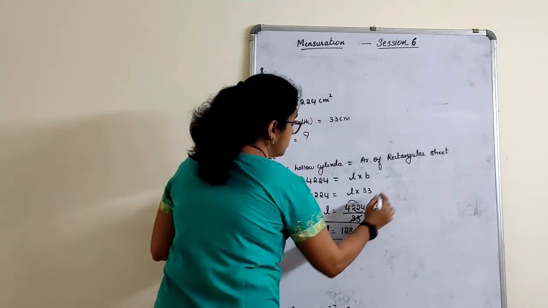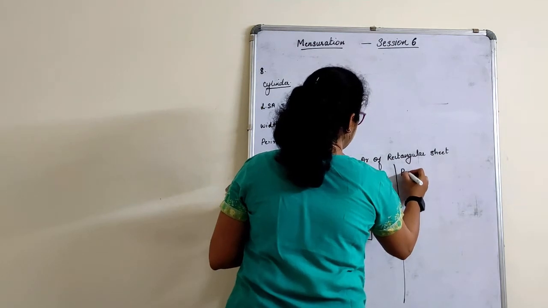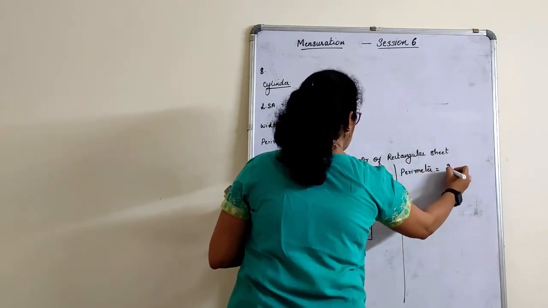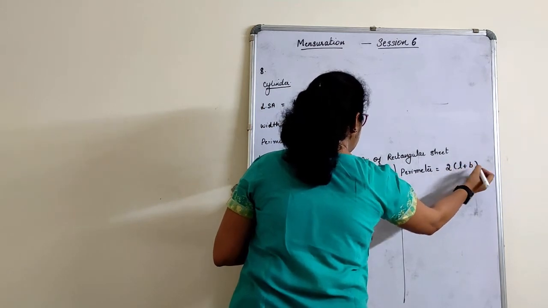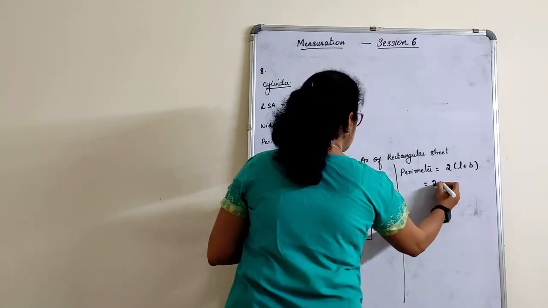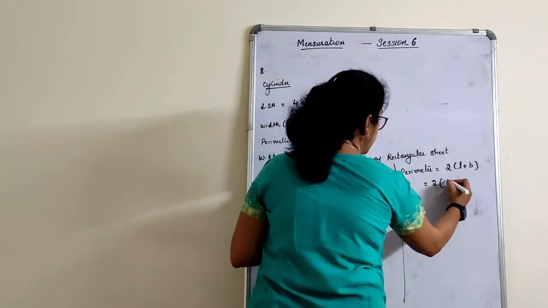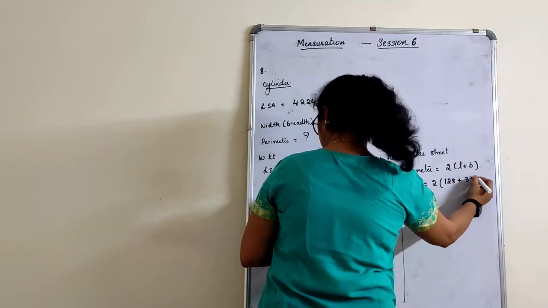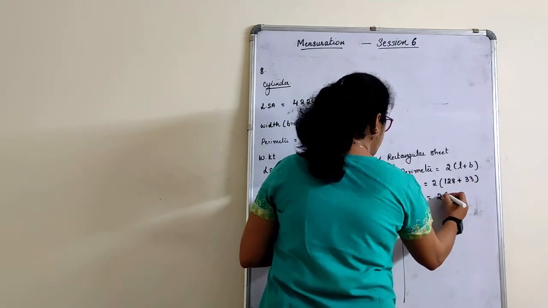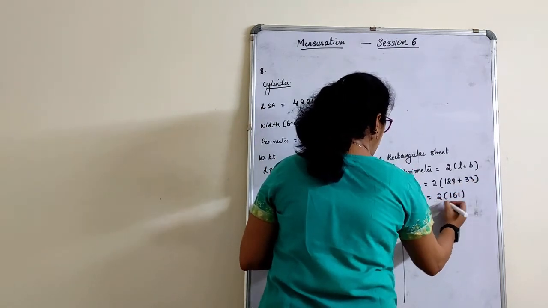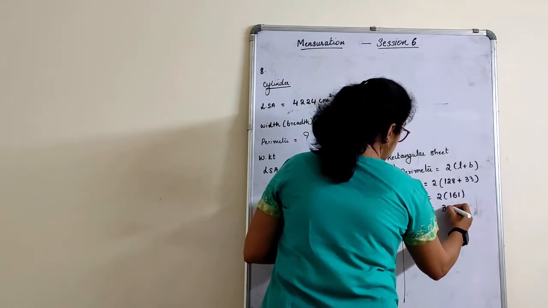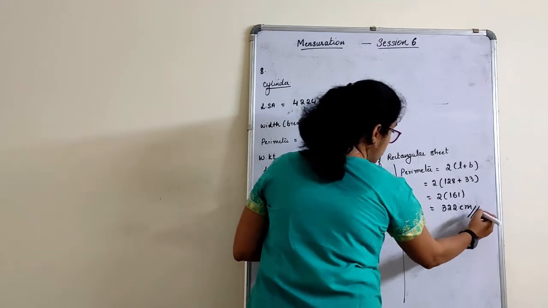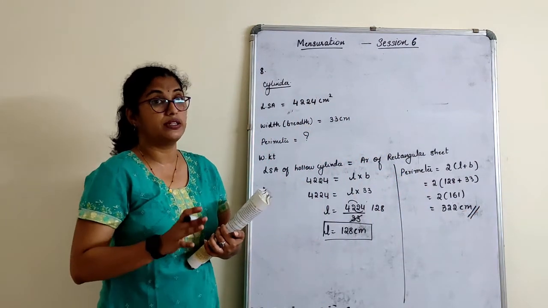What have they asked? Perimeter. I'll do it here. Perimeter is equal to 2 times length plus breadth. So 2 times of, what is length? 128. What is breadth? 33. 2 times 161, and the answer is 322 centimeter. Perimeter is always in centimeter or units.